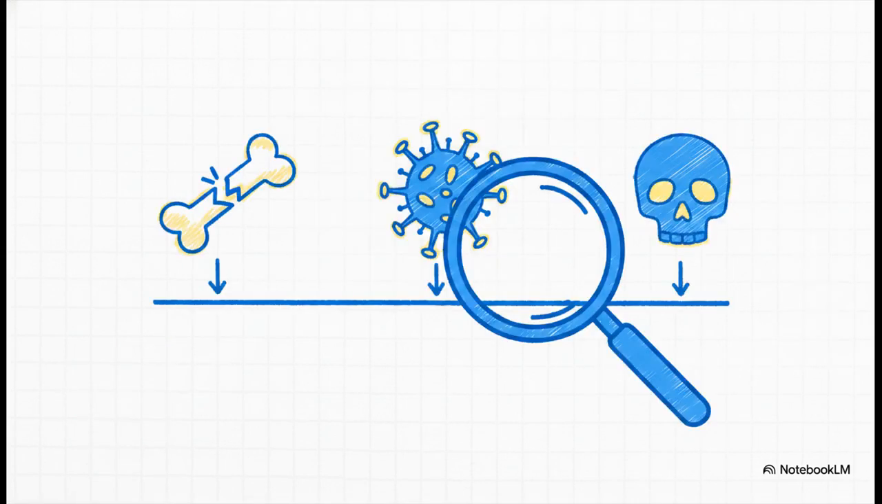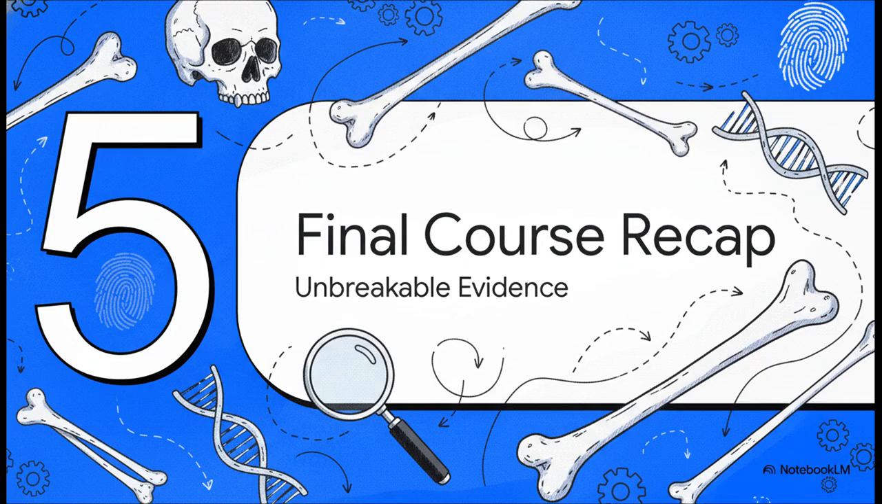So, your takeaway for Section 4. Bones do not lie. Trauma and pathology analysis reveals the cause of death, uncovers those antemortem injuries, and details a person's underlying disease history. It is literally a permanent physical record. And that brings us to Section 5, Final Course Recap, the unbreakable evidence.